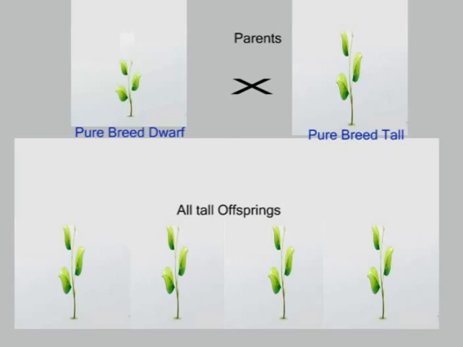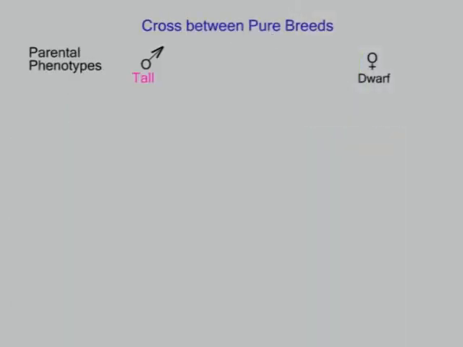These offsprings represent the first generation, known as the first filial generation, represented as F1. The dwarf characteristic is not represented in the offsprings. Let's see that cross. Parental genotype. The male is tall, purebred tall, and the female is purebred dwarf. So the dwarf is small t and the tall is capital T.